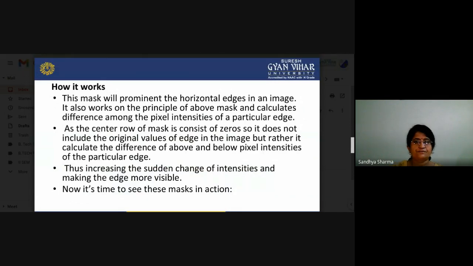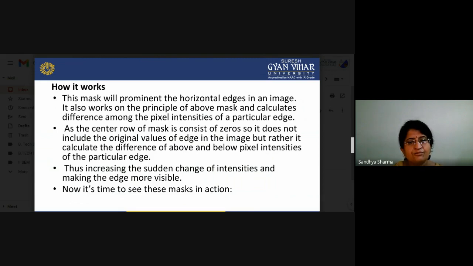Now how does it work? This mask will make the horizontal edges prominent in an image. It also works on the principle of the above mask and calculates the difference among the pixel intensities of a particular edge. As the center row of the mask consists of 0, it doesn't include the original value of the edge in the image, but rather it calculates the difference of the above and below pixel intensity of those particular values. So it increases the sudden changes of intensity and makes the edge more visible.